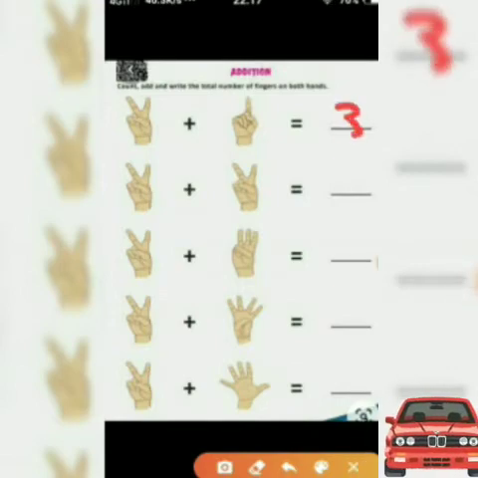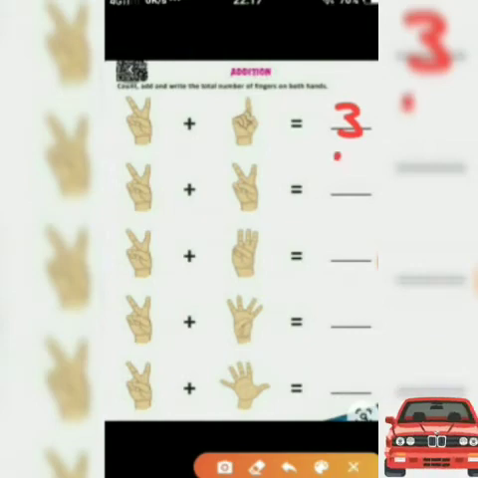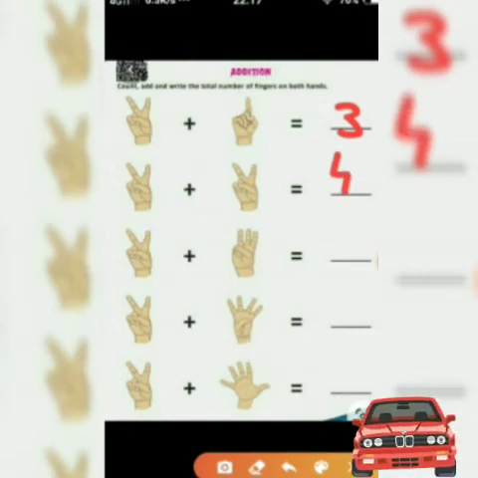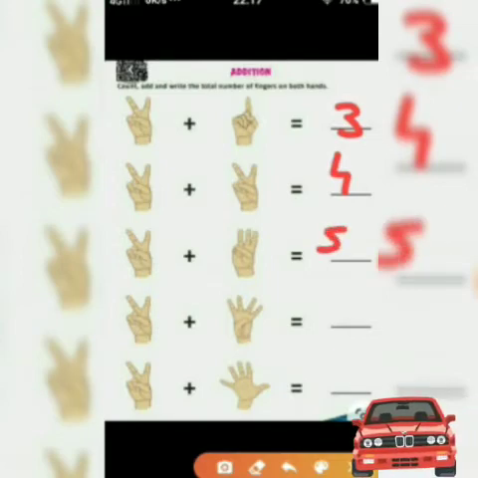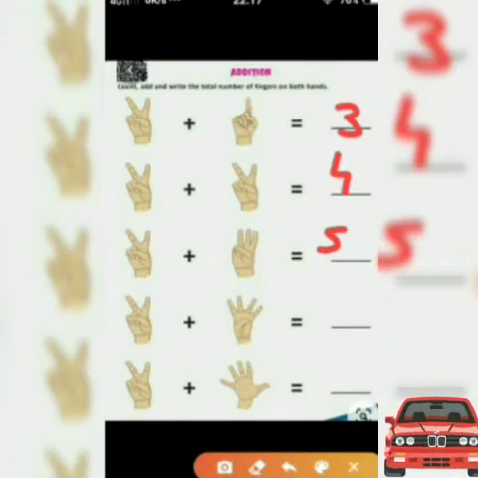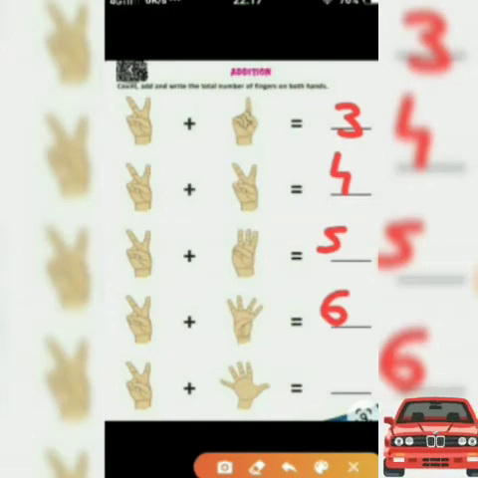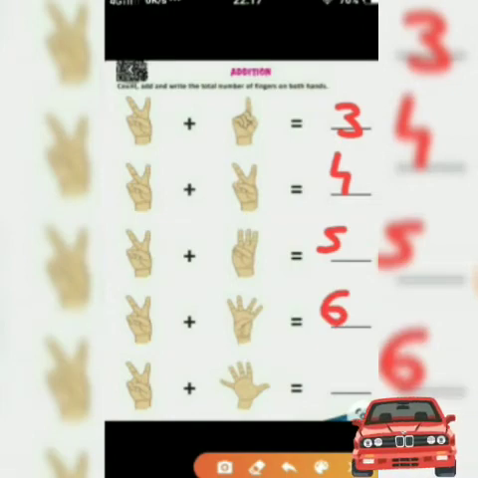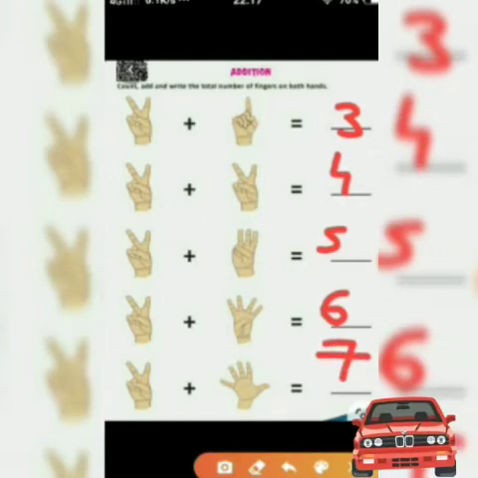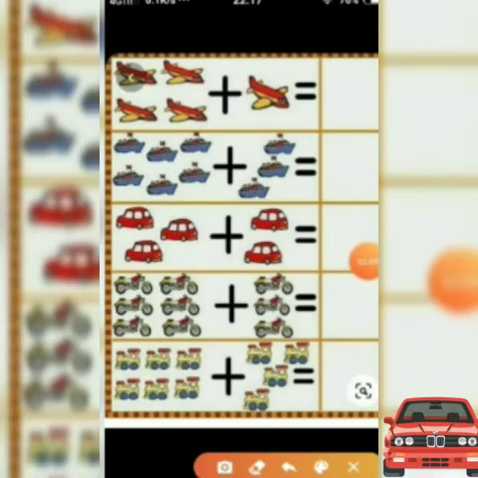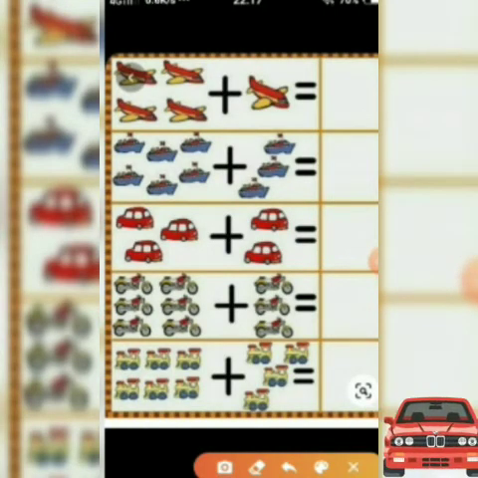2 plus 1 equal 3. 2 plus 2, 4. 2 plus 3, 5. 2 plus 4, 6. 2 plus 5, 7. 4 aeroplane plus 1 aeroplane equal 5.